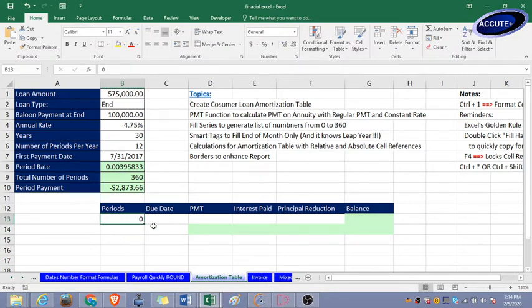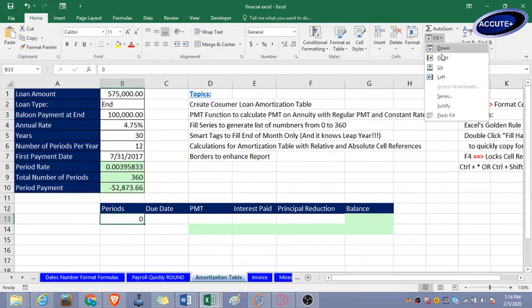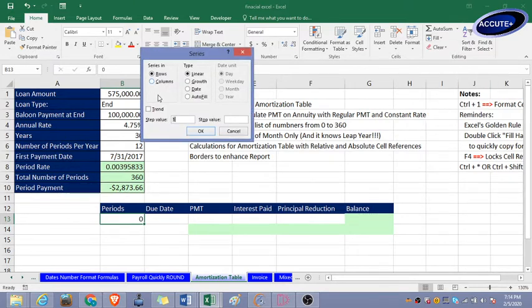Where there is 0 there, you can highlight where the 0 is, then go to the Home tab, then go to Fill under Editing, then go to Series. Under Series, you want the fill to be done in columns, so you check Columns. Then the step value is 1, then the stop value is 360.